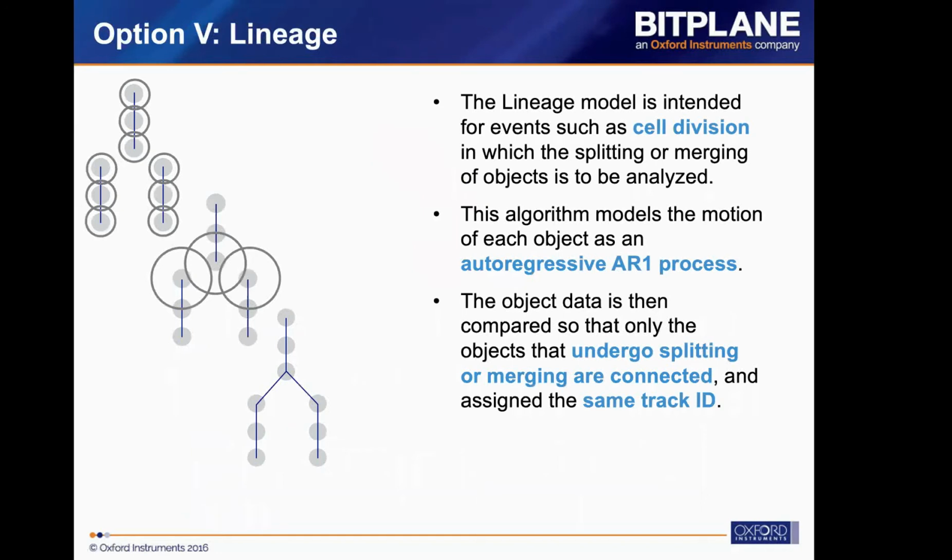The last algorithm in Imaris is the Lineage. So Lineage is especially for events such as cell division, in which there is splitting, I mean, here may be some mistake, there's no merging, so only the splitting. So it only detects the division based on the autoregressive AR1 process, then it can detect the cell division or some split event.